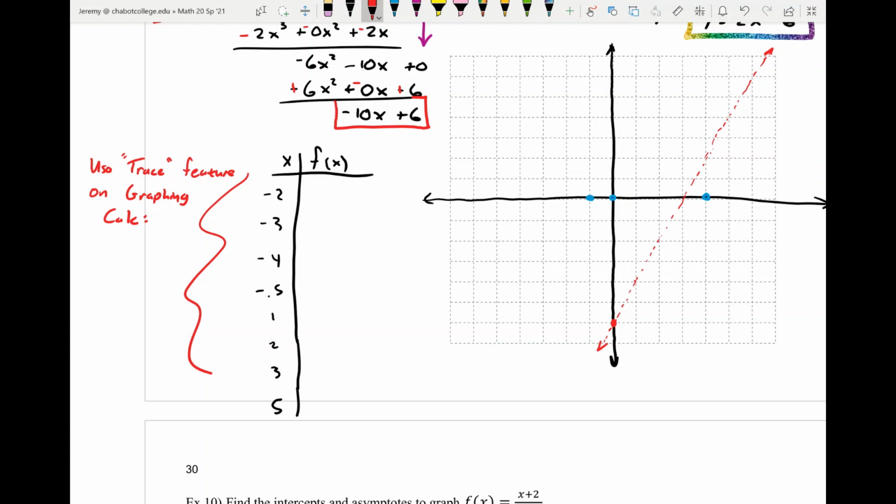So I'll plug in each of these numbers. So -2, I get out -4.8. Put in -3, I get out -8.4. Put in -4, I get -11.3. And then -0.5, I get out 1.8. Put in 1, I get -6. 2, -4.8. 3, -2.4. And 5, I get 2.3.